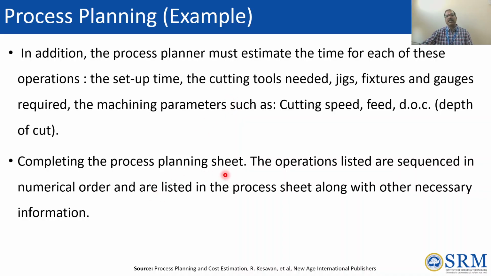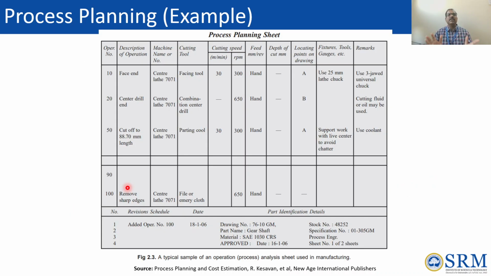So in completing the process planning sheet, the operations listed are sequenced in numerical order. The sequence of operations, meaning where to start, should be given as first, second, third, fourth. So they are listed in numerical order in the process sheet along with other necessary information. So this is the example. That particular example we can use.